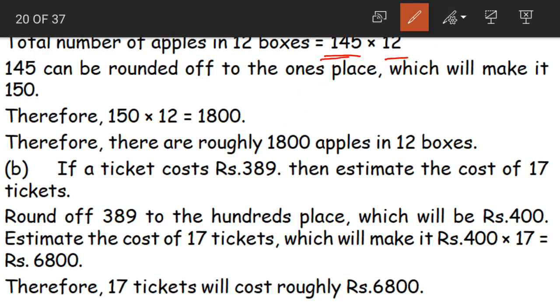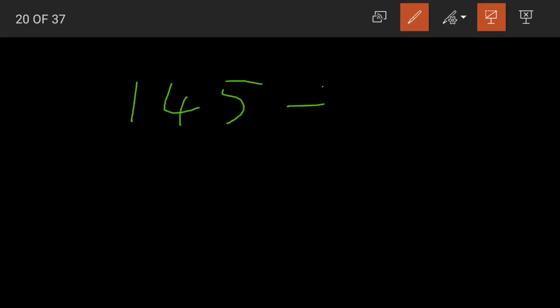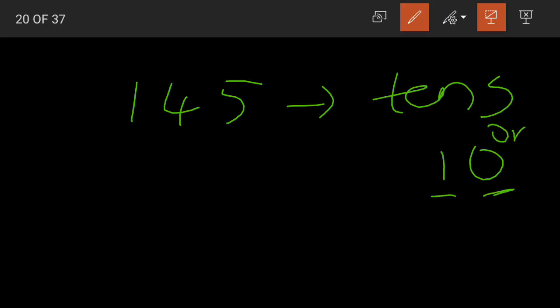Now what can we do with this bigger number 145 here? It can be rounded off to the ones place, which will make it 150. It's not ones place, it's tens place. See, 145 is to be rounded off to the nearest tens. Okay. See, if you look at a number 10, what do you say? That we have 0 in the ones place. Yes or no? So when we are rounding a number to the nearest tens, there should be 0 in the ones place. In the estimated number that we get, in the answer there should be 0 in the ones place.